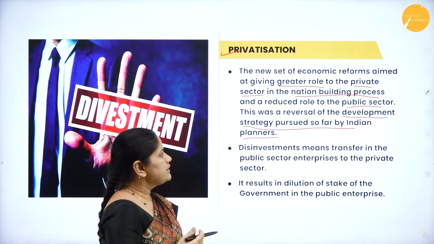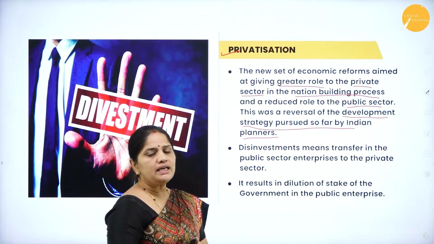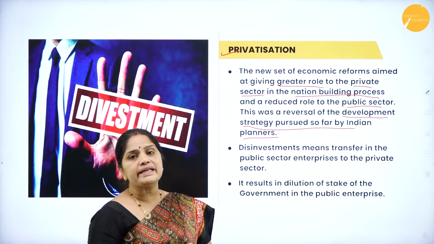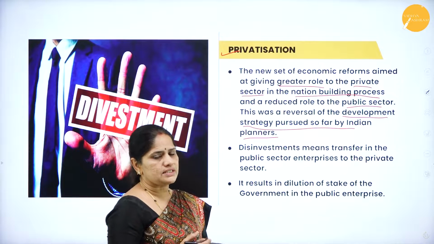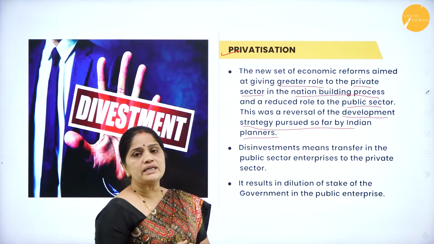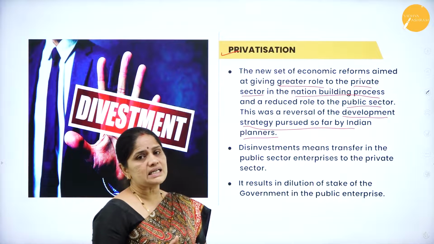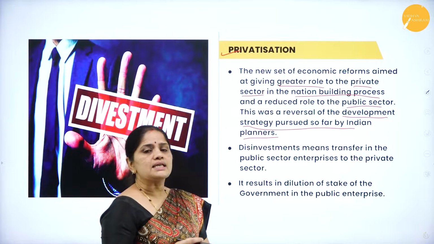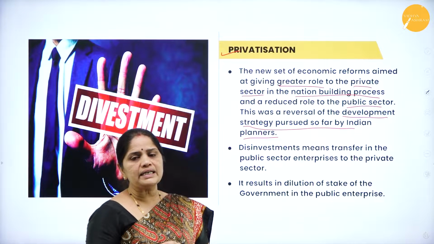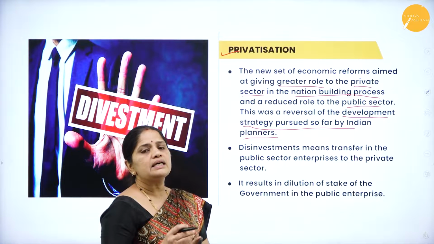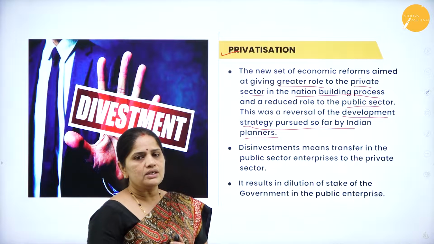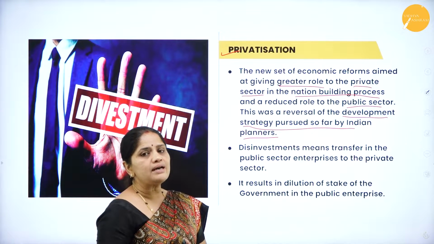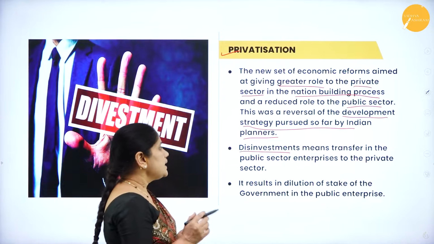Now, what is this reversal of the development strategy? In the beginning, the development strategy was to protect Indian industry from foreign industries, or the Indian government wanted to have control over all the industrial units in the nation. Then after the introduction of the 1991 industrial policy, the government took a U-turn. So it encouraged private players to come into the public sector domain.